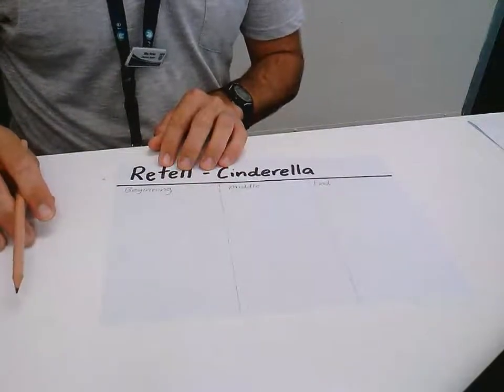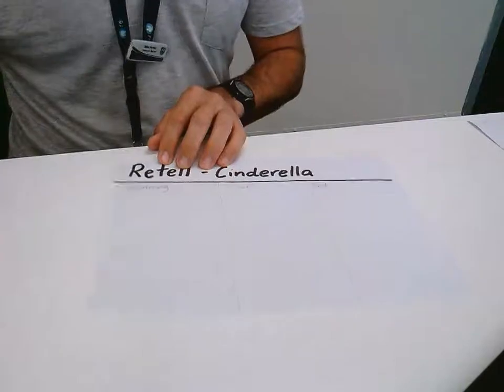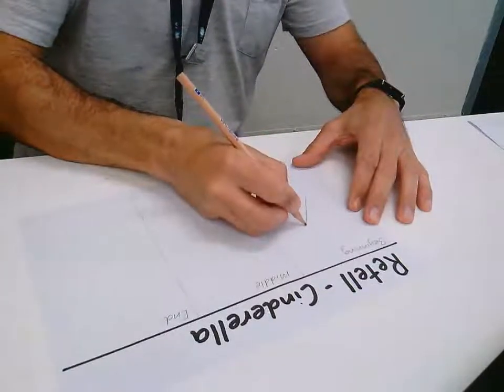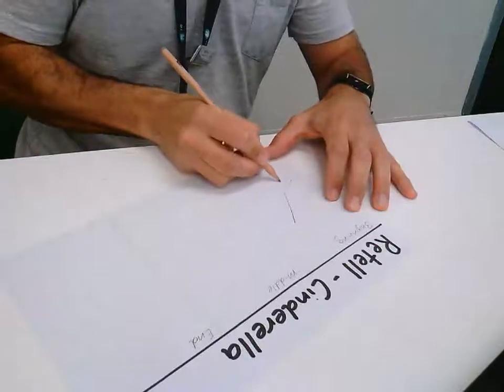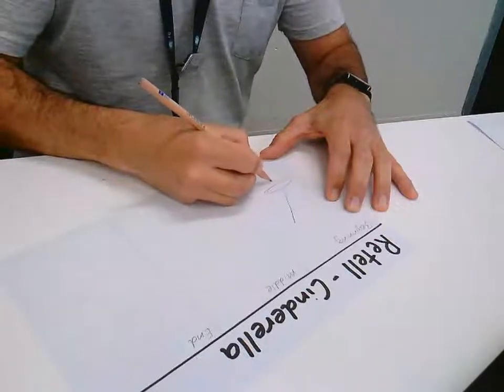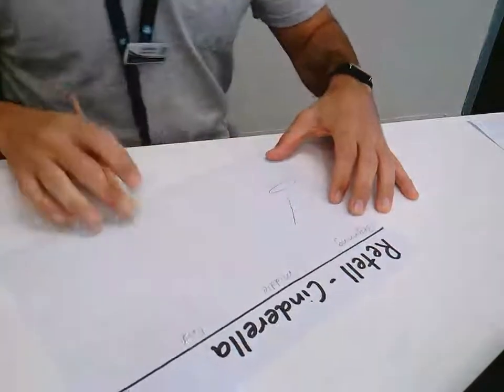So I know in the beginning of the story that Cinderella, she's working hard for her stepsisters and she is sweeping the floor for them. So I'm going to draw myself a nice broom to remind me that that's what she's doing in the start of the story.